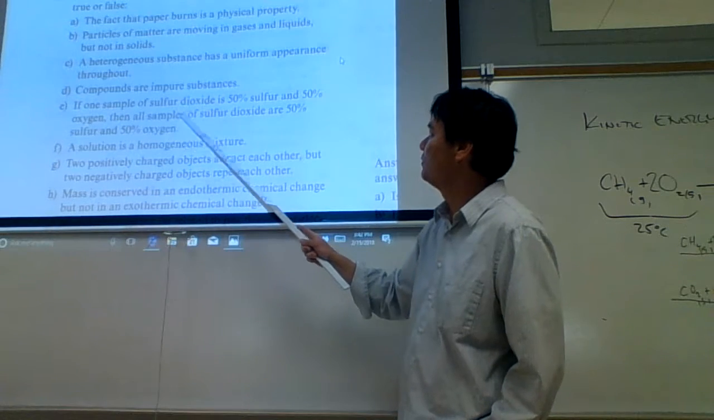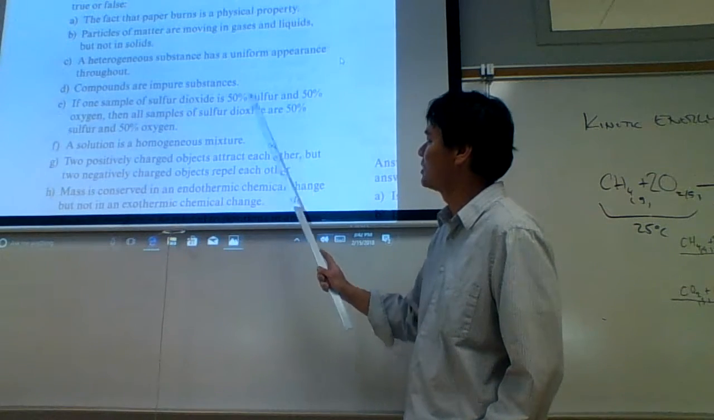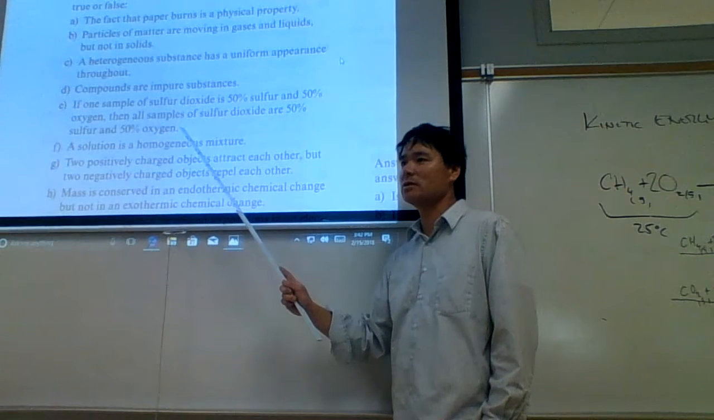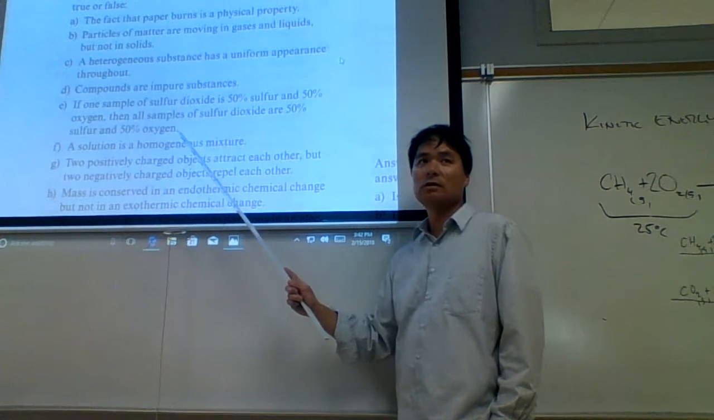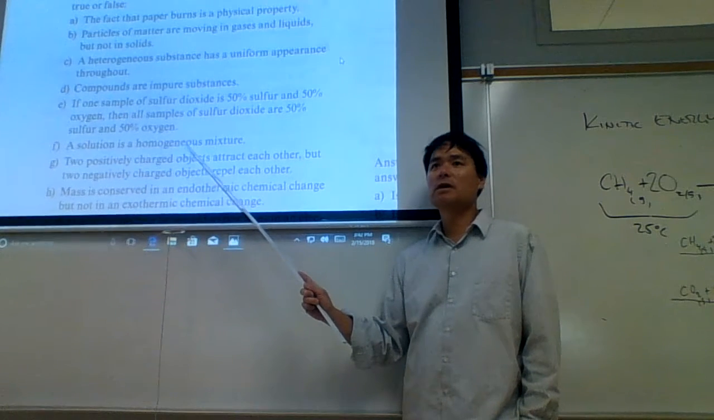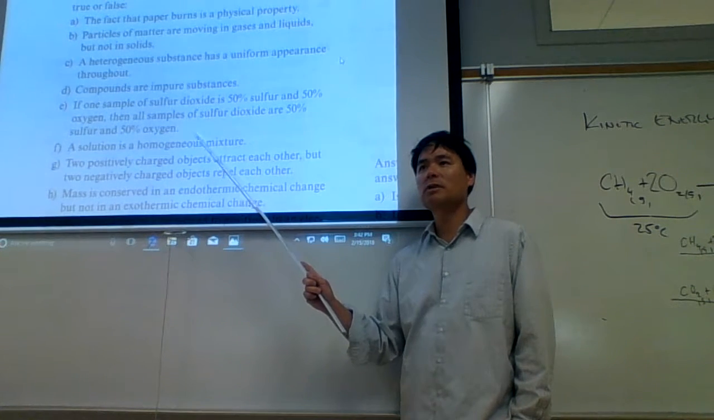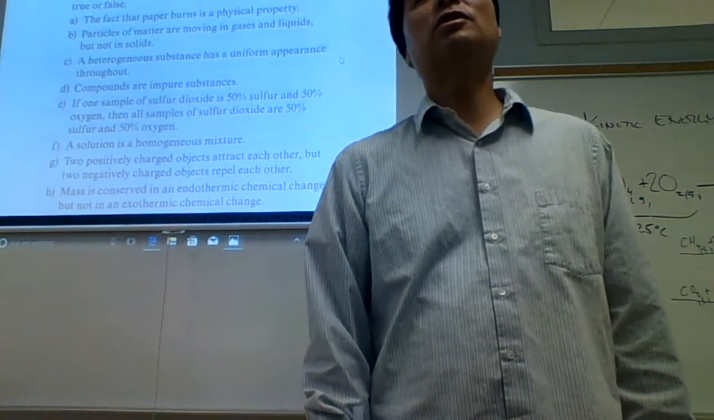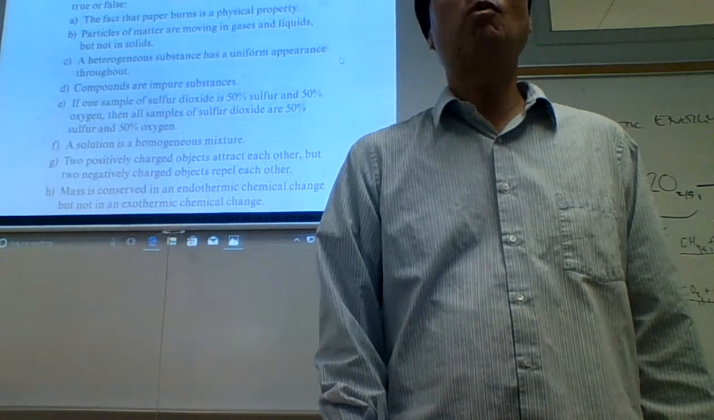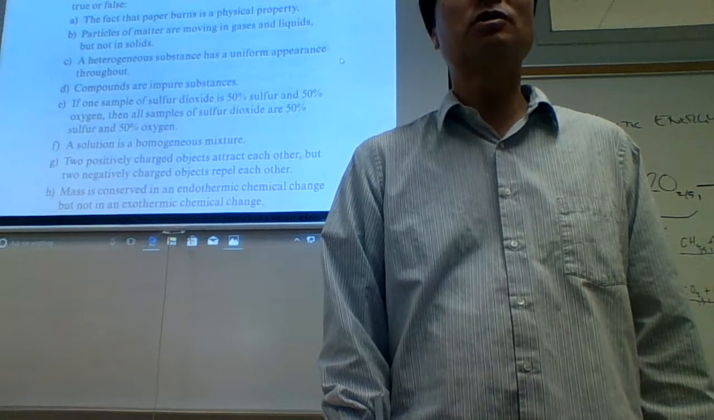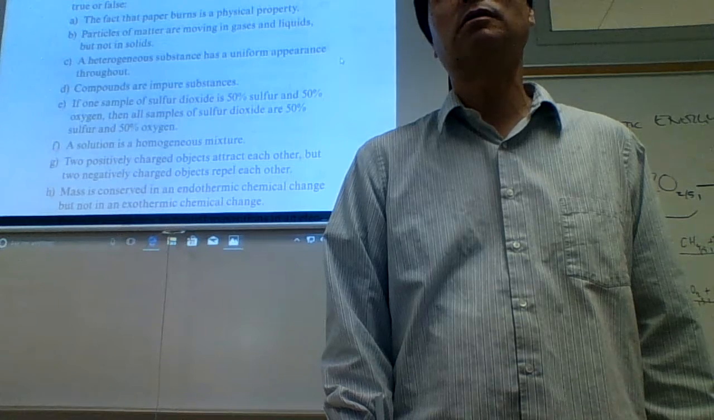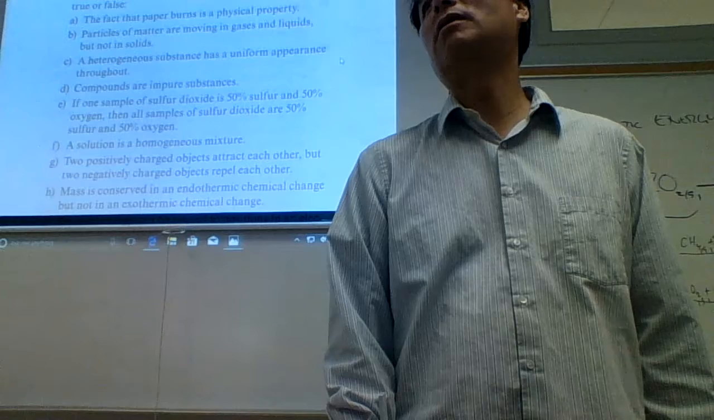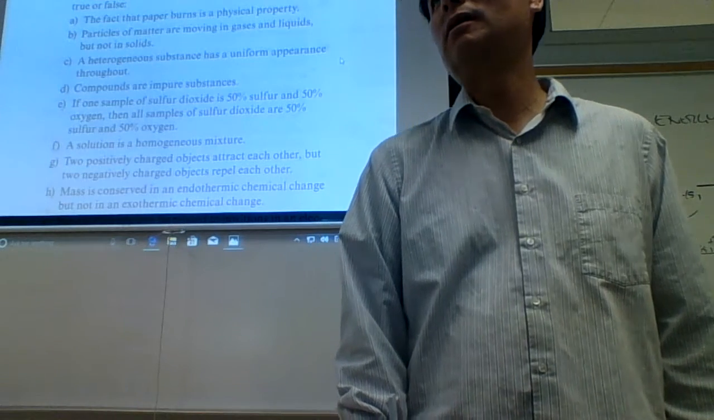If one sample of sulfur dioxide is 50% sulfur and 50% oxygen, then all samples of sulfur dioxide are 50% sulfur and 50% oxygen. True. That's true because compounds have fixed composition. Mixtures have variable composition. This is like saying if sugar water is 50% sugar, 50% water, then all sugar water is 50% sugar and 50% water. True or false? That's false because you could have all kinds of sugar waters.